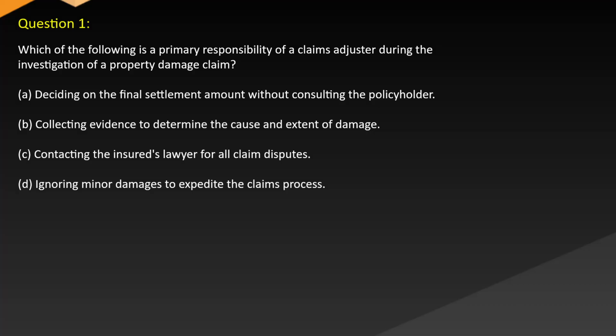Question 1. Which of the following is a primary responsibility of a claims adjuster during the investigation of a property damage claim? A. Deciding on the final settlement amount without consulting the policyholder. B. Collecting evidence to determine the cause and extent of damage. C. Contacting the insured's lawyer for all claim disputes. D. Ignoring minor damages to expedite the claims process.